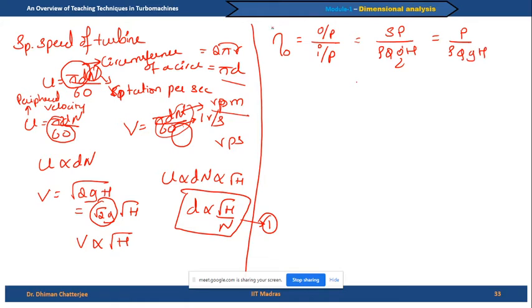So for a turbine, the output will be shaft power. Shaft power is nothing but the power delivered which we get. Whereas the input will be the water power, the rate at which the water impinges on the turbine. So input power is rho q gh and the output power is shaft power. For that reason we can say that the overall efficiency is P by rho q gh.